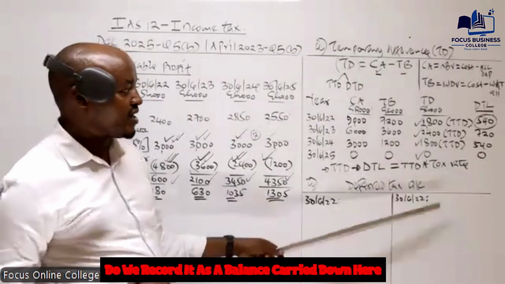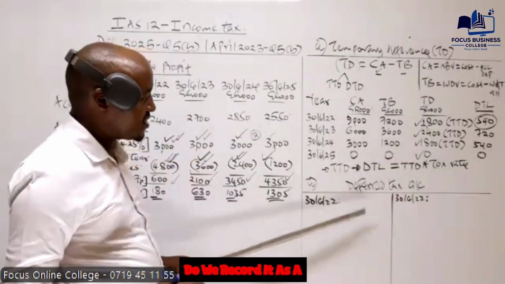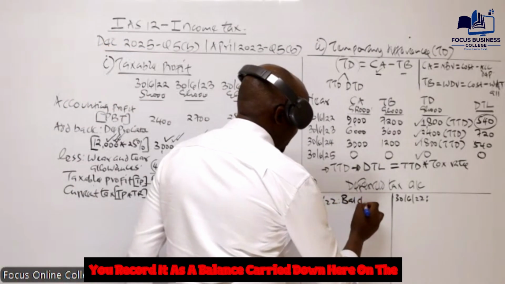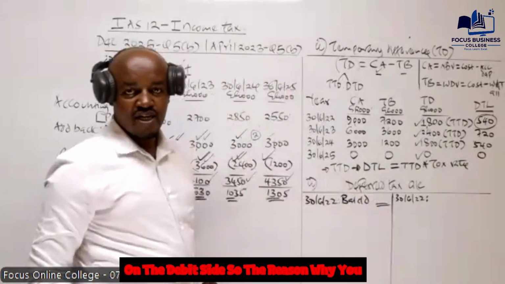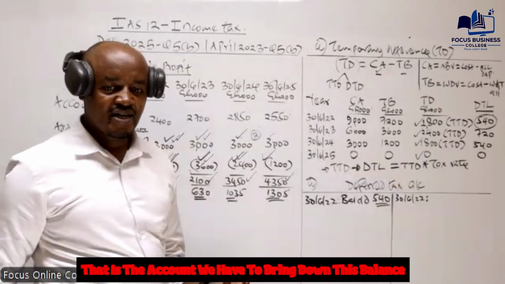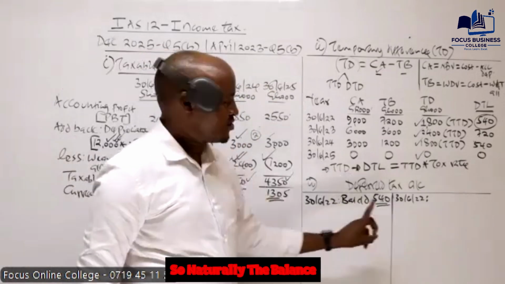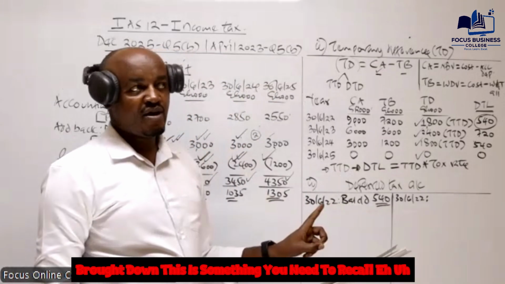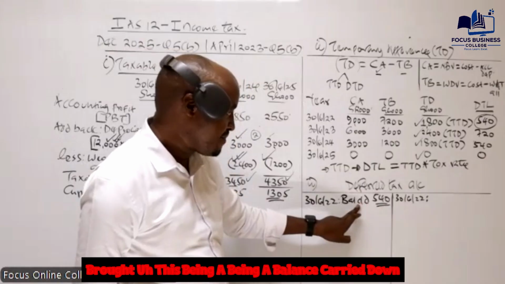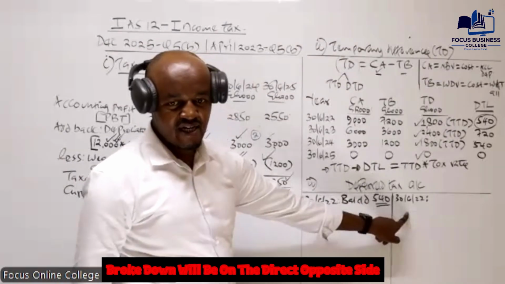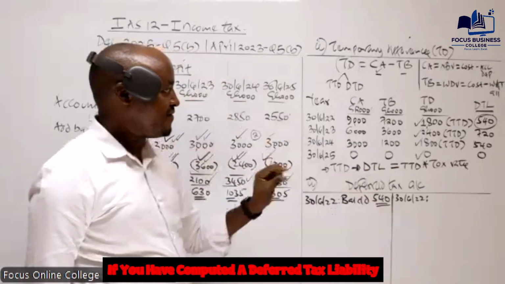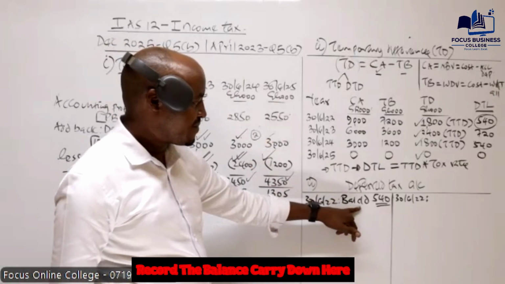Where do we record it? Do we record it as a balance carried down here? If it is a deferred tax liability, you record it as a balance carried down on the debit side. The reason is that once we have balanced the account, we have to bring down the balance. This is something you need to recall from what you did in financial accounting. The balance brought down will be on the direct opposite side, so it will be a credit balance because this one is a liability. So if you have computed a deferred tax liability, record the balance carried down here.